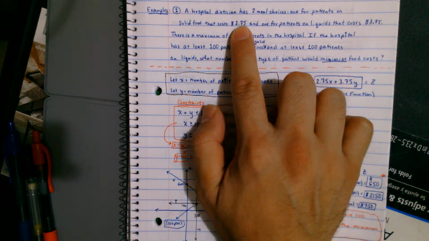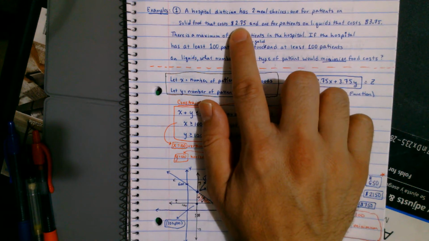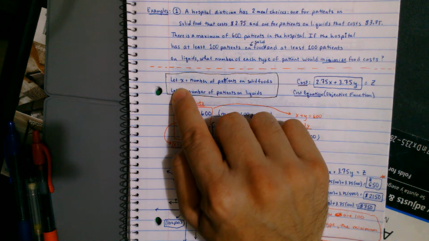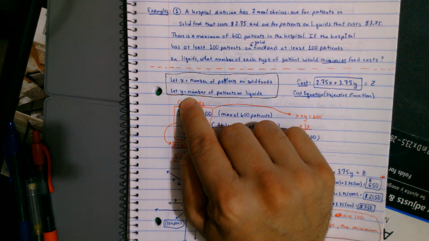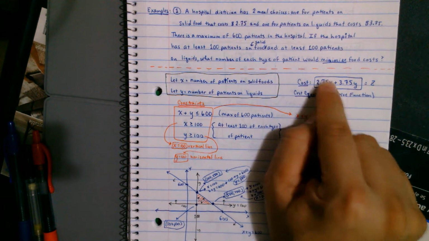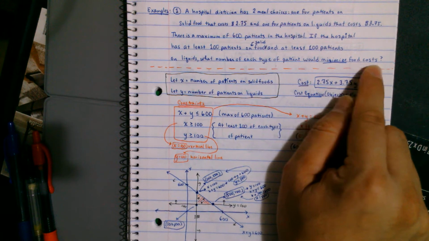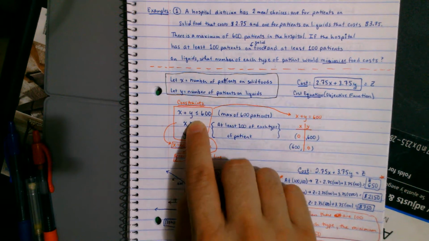So over here it says solid food costs $2.75, and the food for the patient on liquids costs $3.75. This is the liquid food, and this is the solid food. Solid food costs $2.75. So the number of people that are on solid food is what you would need. So 2.75 times X is going to tell you how much it's going to cost to feed the patients on solid food. 3.75 times Y is going to tell you how much it costs to feed the patients on liquids. If you add them up, that's a total food cost. You're trying to minimize it. So this gives you an idea of what the objective function is going to be. Whatever you're trying to optimize, in this case food cost, that is your objective function, your Z equation.